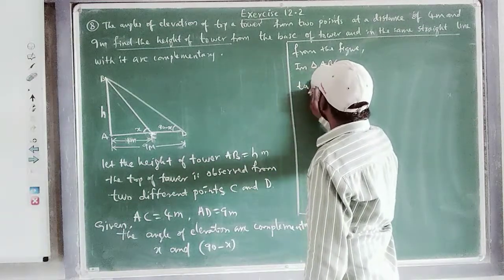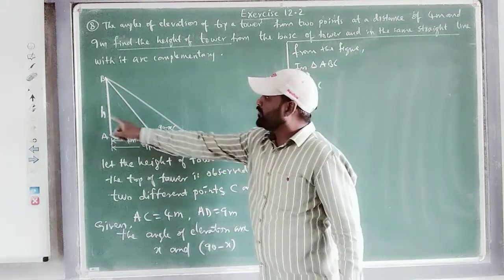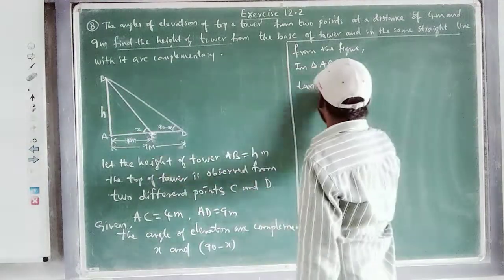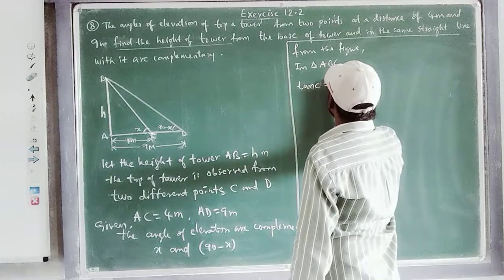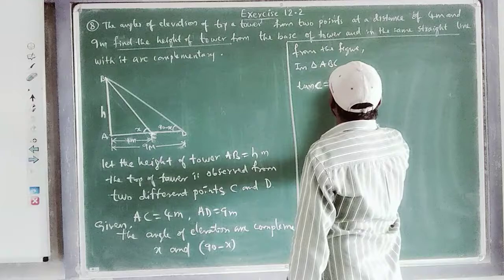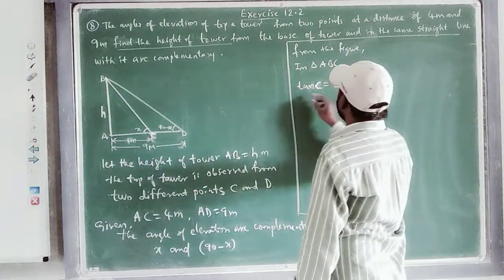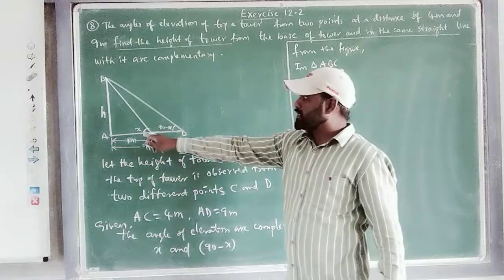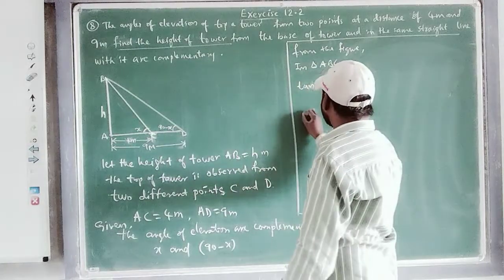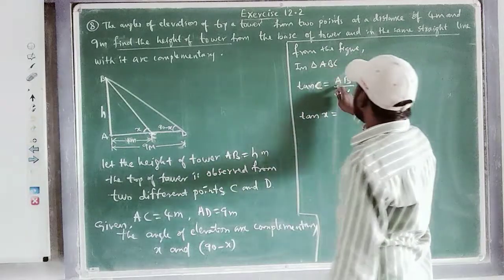I am observing from point C. With respect to this C, what is the opposite side? AB. So this is tan C. Now the adjacent side is what? AC. Now tan C, at C, what is the angle? X. So tan X is equal to AB.